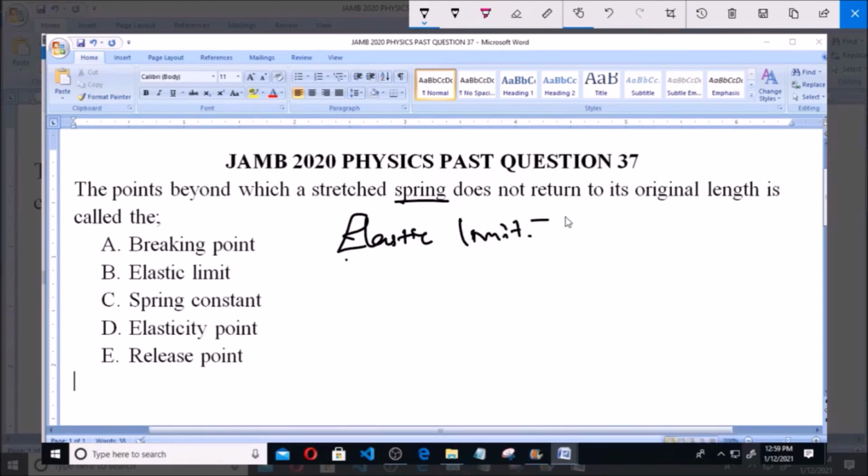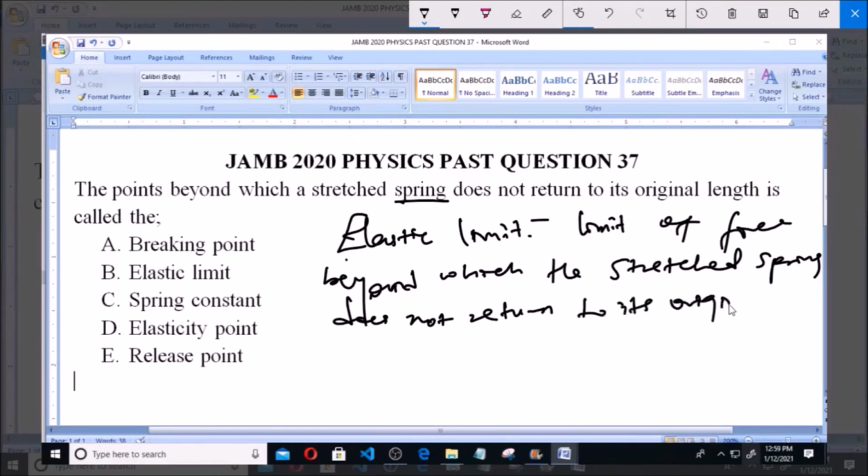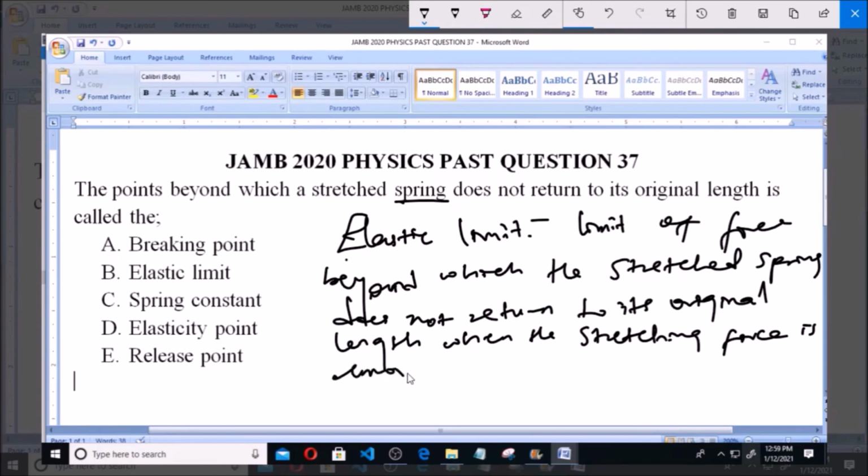Now, elastic limit can be defined as the limit of force beyond which the stretched spring does not return to its original length when the stretching force is removed. Now this is elastic limit.